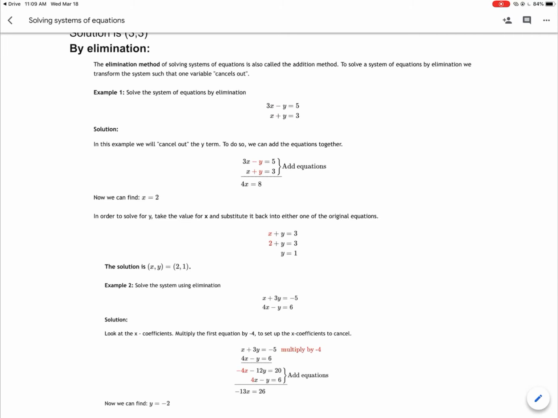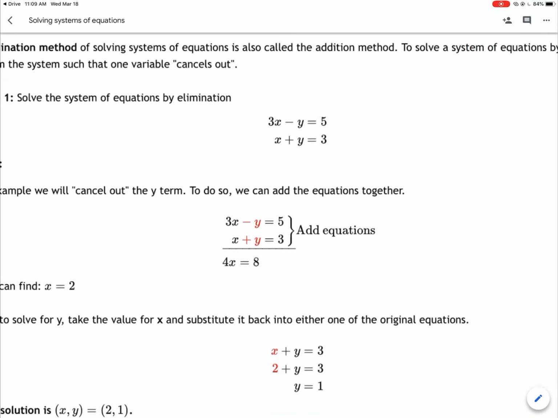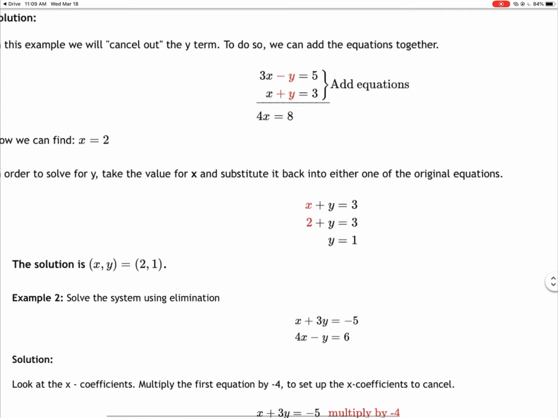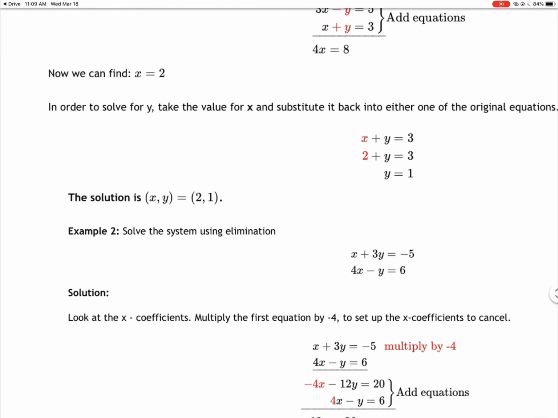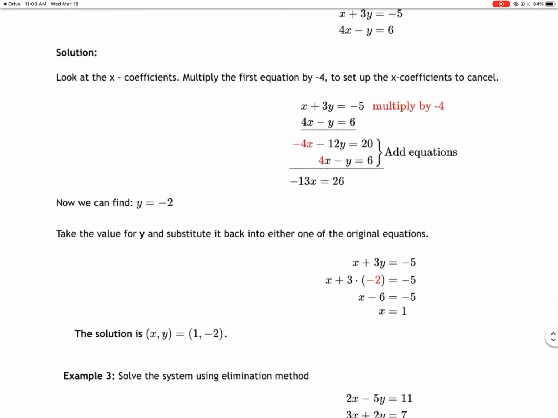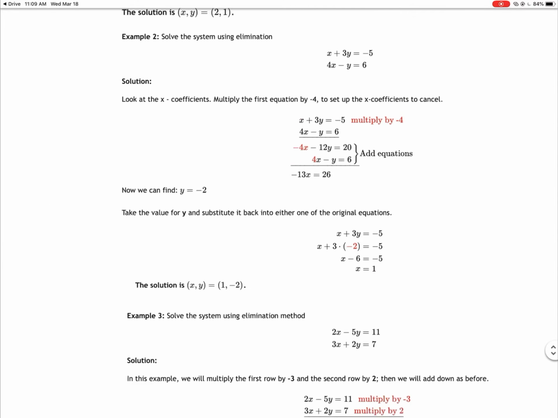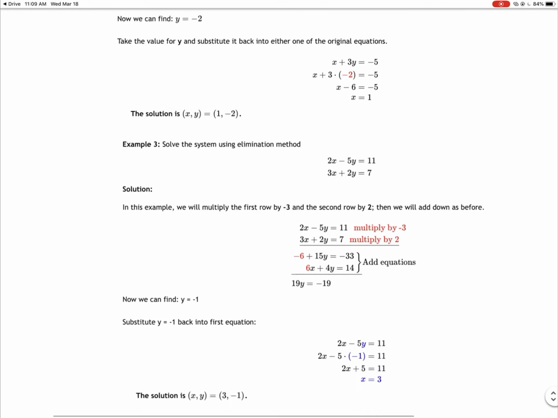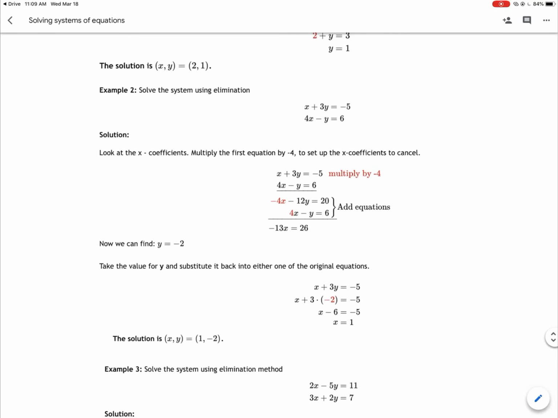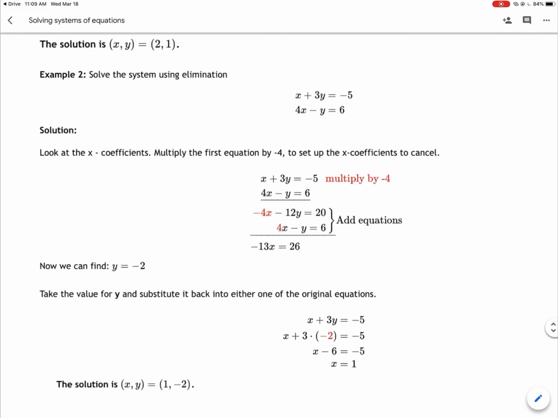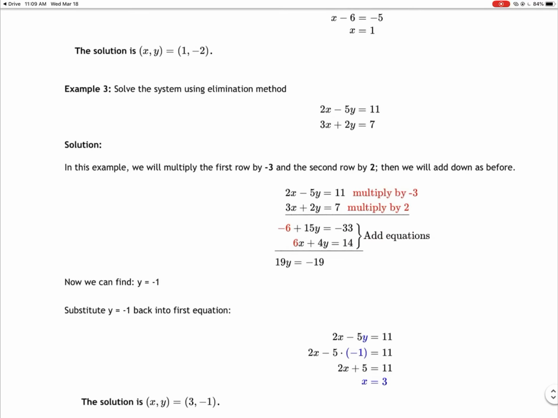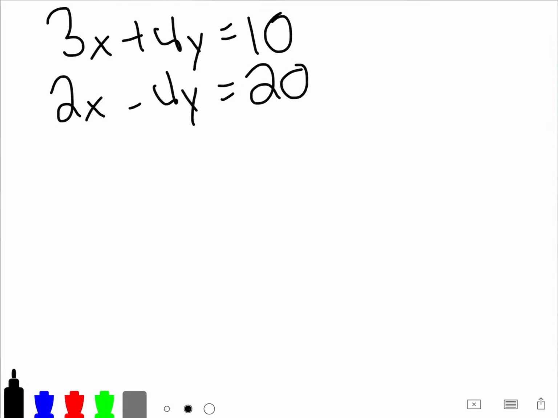So the first one is just adding straight down. A negative y plus y cancels out. The other one is the multiplication one, right? Is that right? Example 2, yeah. Using elimination is the multiplication one. Example 3 is multiplication as well. So there's examples in those on the sheets.